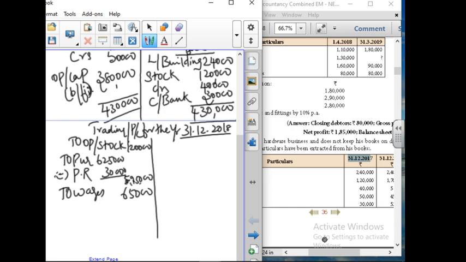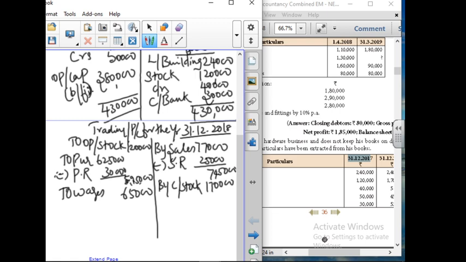Next we'll move on to the credit side. By sales, the total sales amount is given 7,70,000. So minus your sales returned amounted to 25,000. All this must be in the inner column. Your answer must be in the outer column. And next thing is that by closing stock, it is 1,70,000. So your total is in the credit side only.